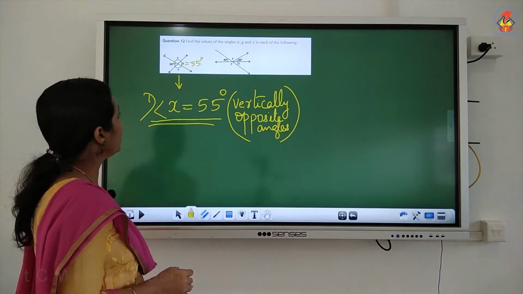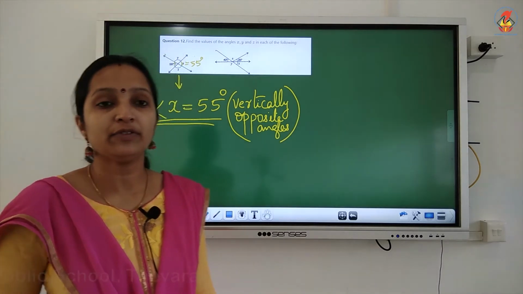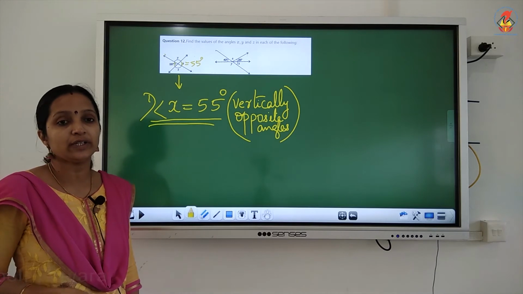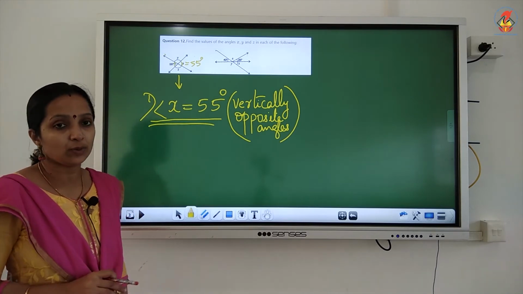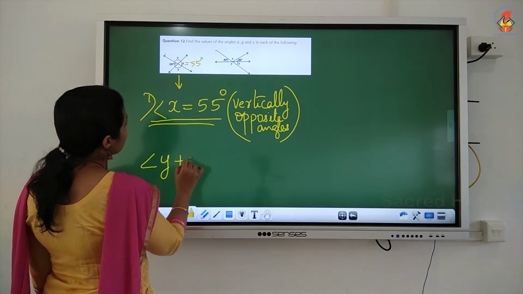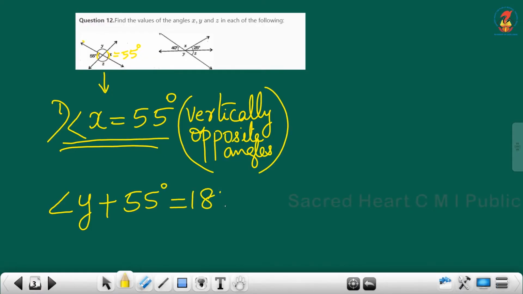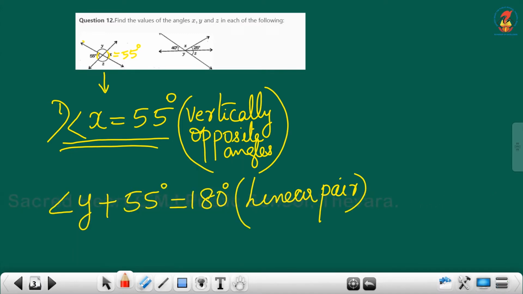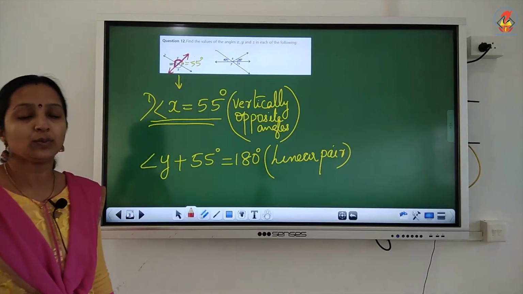You can see that y and 55 are in a straight line, and we know that the sum of the angles in a straight line is equal to 180 degree, and they are adjacent angles also. So we can write angle y plus 55 degree is equal to 180 degree. What is the reason? Linear pair, or you can write supplementary. These two angles are standing in the straight line, and they are adjacent also.